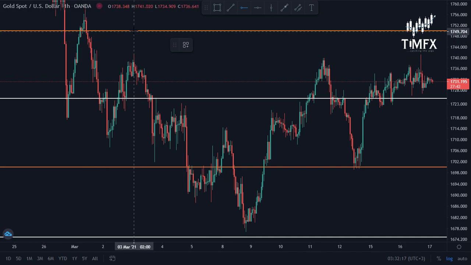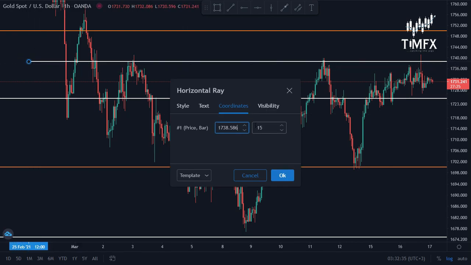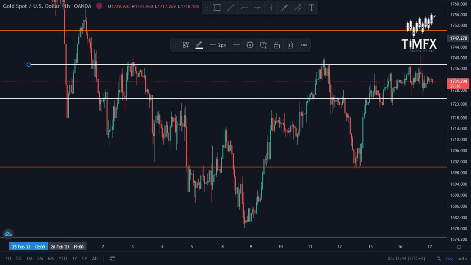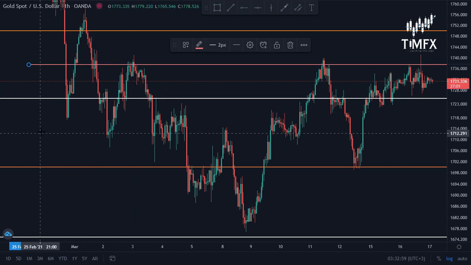So let's take this one for instance. This one was 1750 minus 12.5. We have 1737.5. So let's draw a line there. 1737.5. That's the midpoint. So we're going to give it another color. I'm looking for a different color entirely. Okay, so let's go with this.